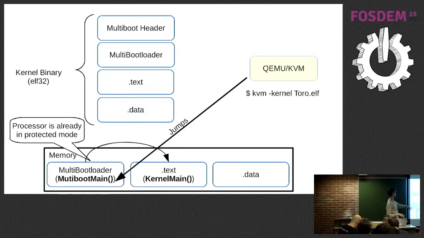When QEMU starts to execute the multiboot main, which is a point in the text section, the processor is already in protected mode. So most of the hardware is already initialized. All those features that you need to implement in the bootloader to initialize hardware, you don't need anymore because you already have them there. And then at some point you will start to execute the kernel, right?